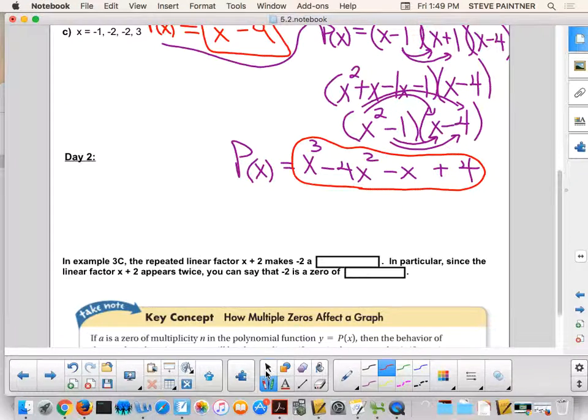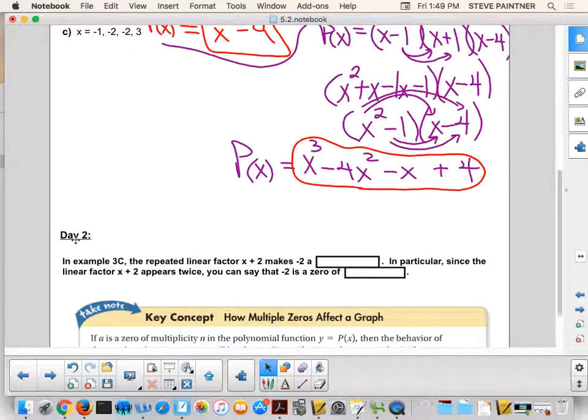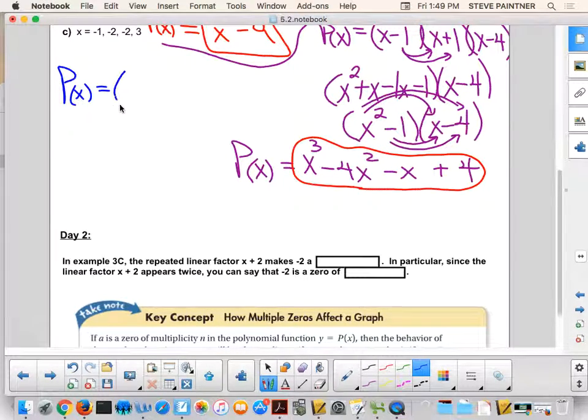Okay, here's the deal. I don't want to do the next one, but I do want to get it set up with you. These are your zeros. What would your factors be? Here we go. P of x. Elizabeth, give me one factor. X plus 1. Faith, give me another one. X plus 2. Ethan, give me another one. X plus 2. Yeah, okay, good. Last one, Aaron. X minus 3, got it.